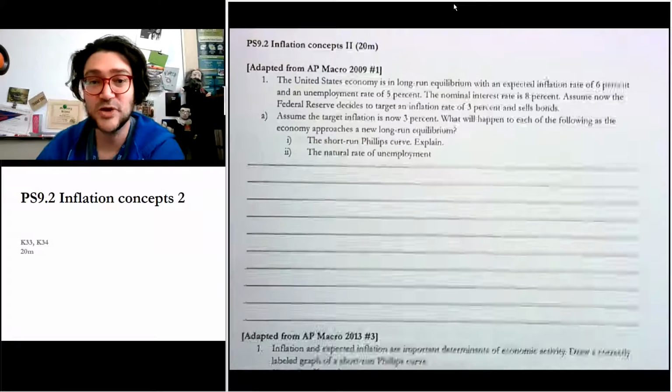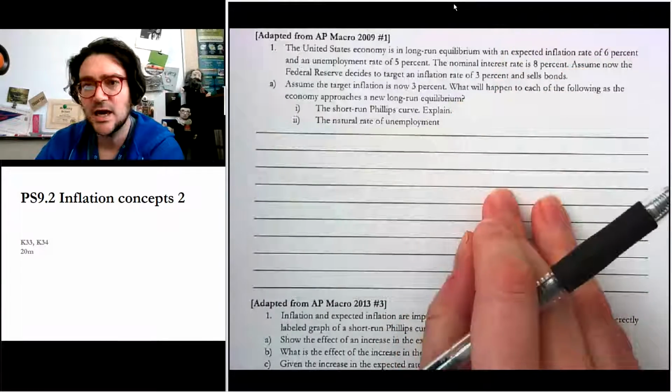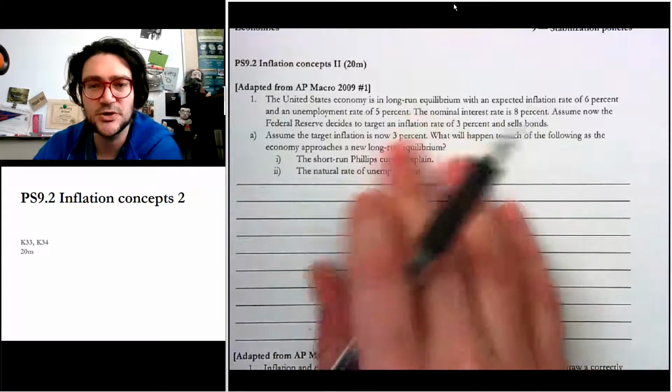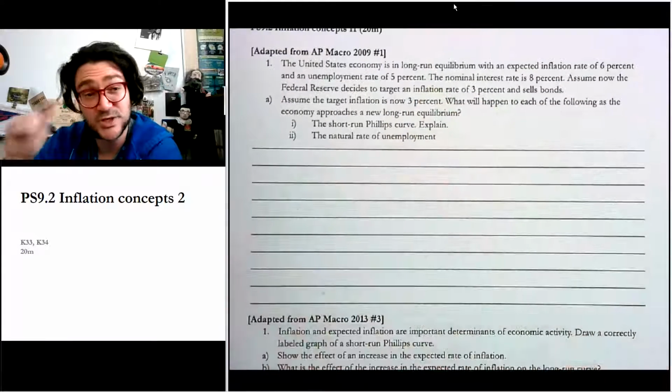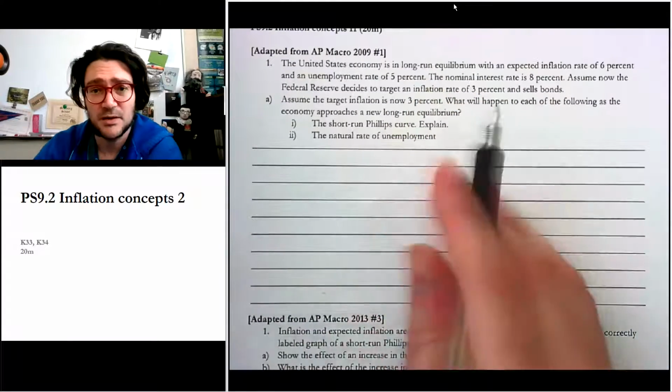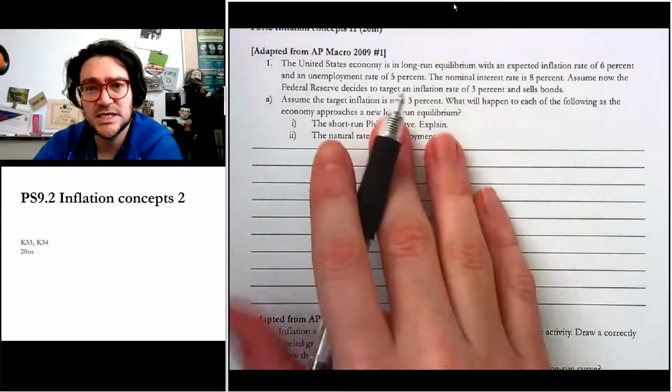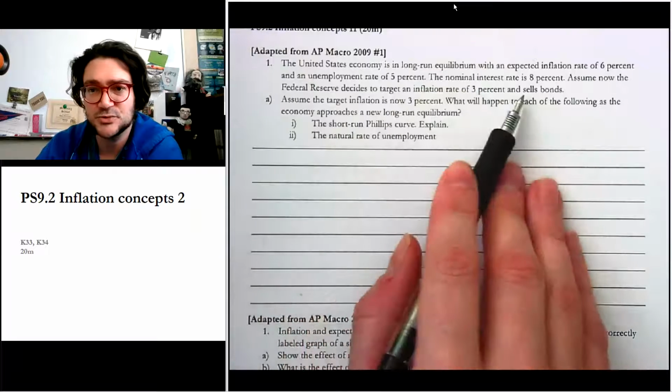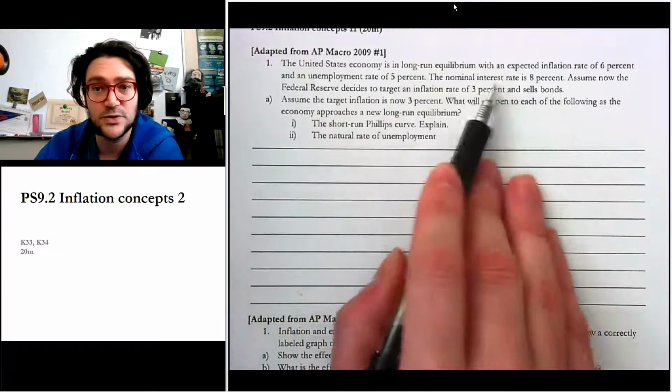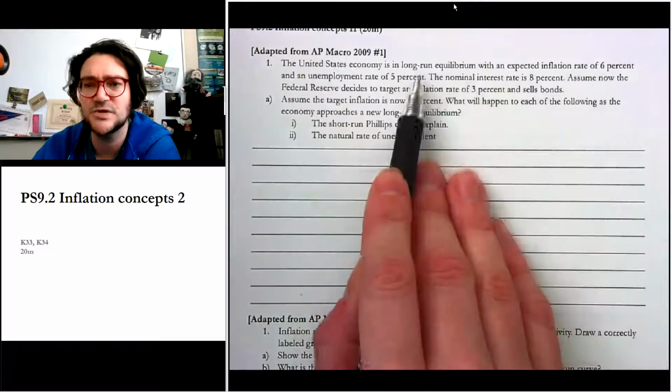Hi there. So we're going to do some practice from the AP exams with the Phillips curve. So let's take a look here. The U.S. economy is in long-run equilibrium. We've actually looked at this problem before, but it's just a quick review. And it says that the Fed decides to target the inflation rate. They sell bonds in order to deal with this relatively high expected inflation rate.